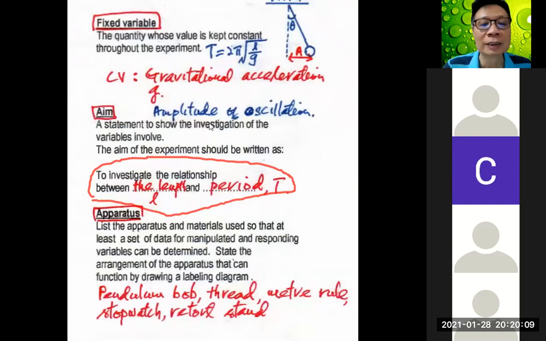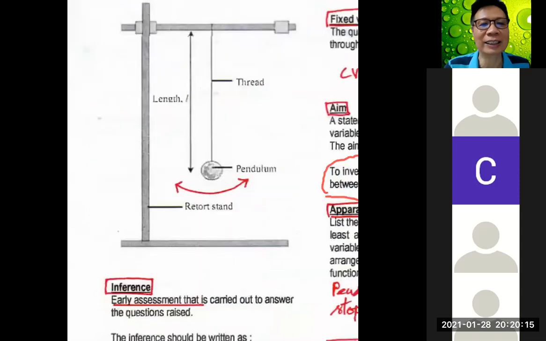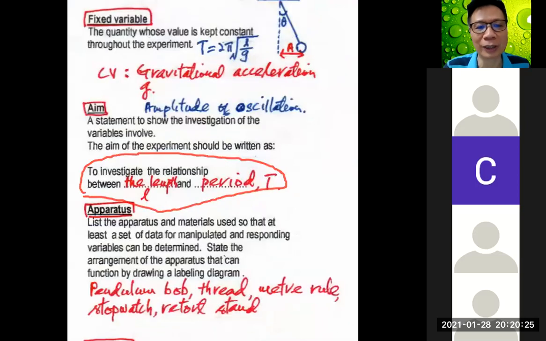Okay. Bernard said, clamp the retort stand. Oh, yeah, I know. He said this one, to clamp the retort stand. You need the clamp here. Okay, Bernard, correct. Can be accepted. Clamp, to clamp the retort stand. Pendulum bob, thread, meter rule, stopwatch, retort stand. Okay, so that one is apparatus.